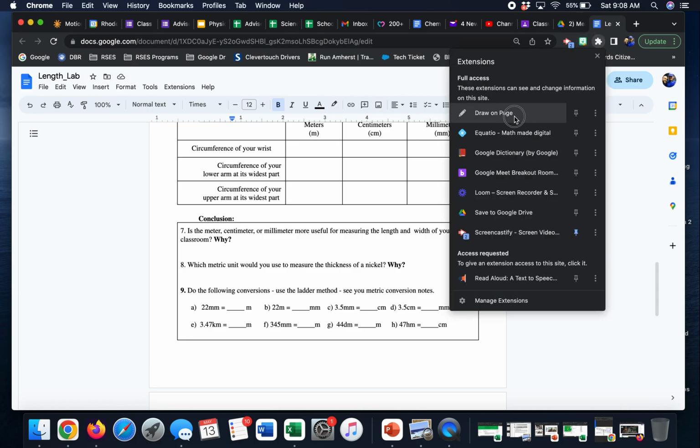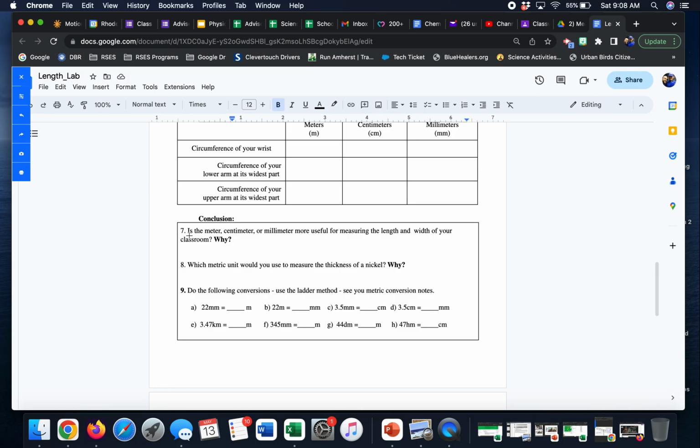Notice down there. And number 1 says, is the meter, centimeter, or millimeter more useful for measuring length and width of your classroom? We didn't measure the classroom, but what would be the best way to do that? And tell me why. In other words, which of these meters, centimeters, or millimeters would be the best? If you miss this question, you can still get credit for the checkpoint, and so don't worry about it too much, but think it's kind of common sense. Which of those 3 units, metric units, meters, centimeters, and millimeters, would you best be used for measuring how thick a nickel is, and tell me why?